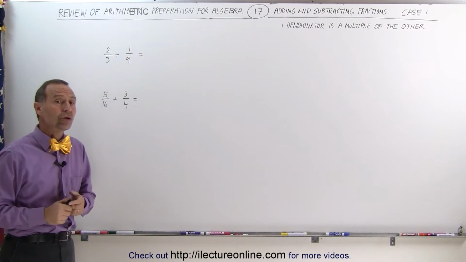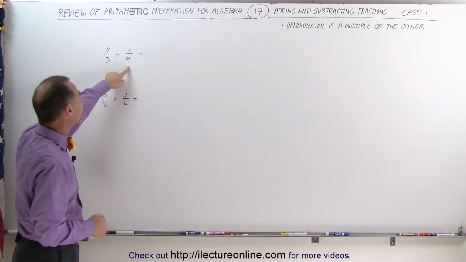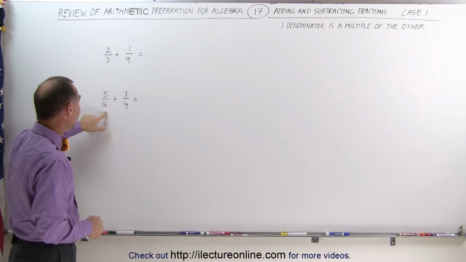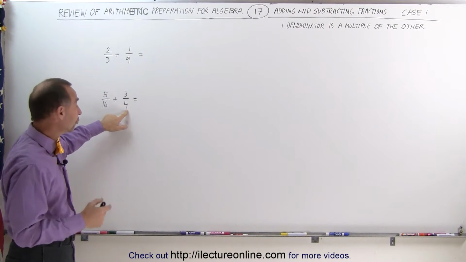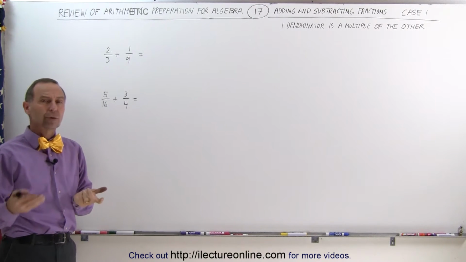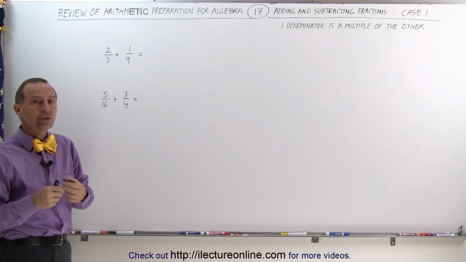The second thing you should notice is that the smaller of the two denominators can evenly fit into the larger denominator. 3 goes into 9 3 times. And here again, notice that the smaller of the two denominators, 4, fits evenly into the larger of the two denominators, 16. 4 goes into 16 exactly 4 times. So that's what we call case 1.